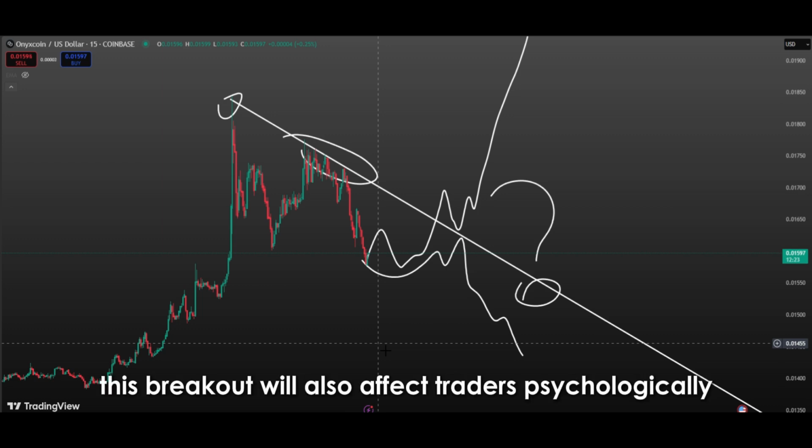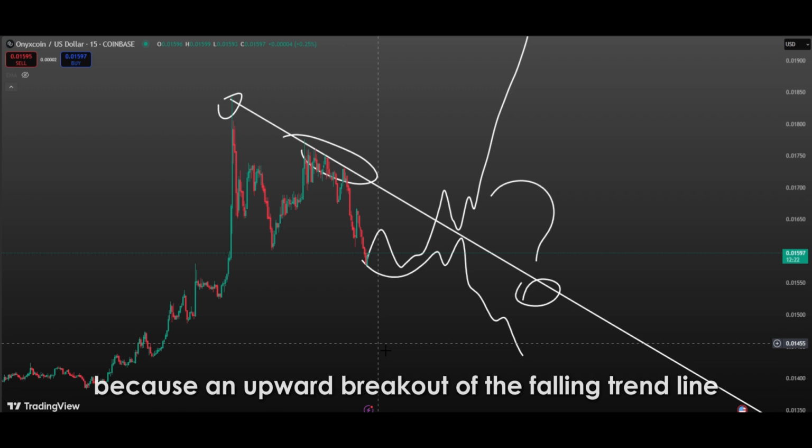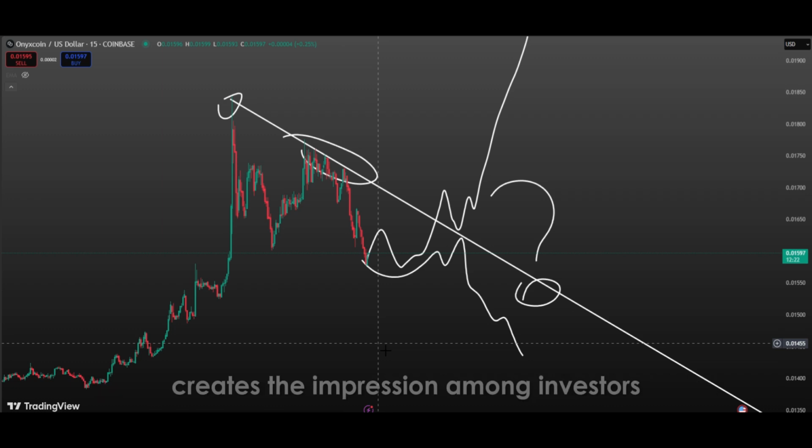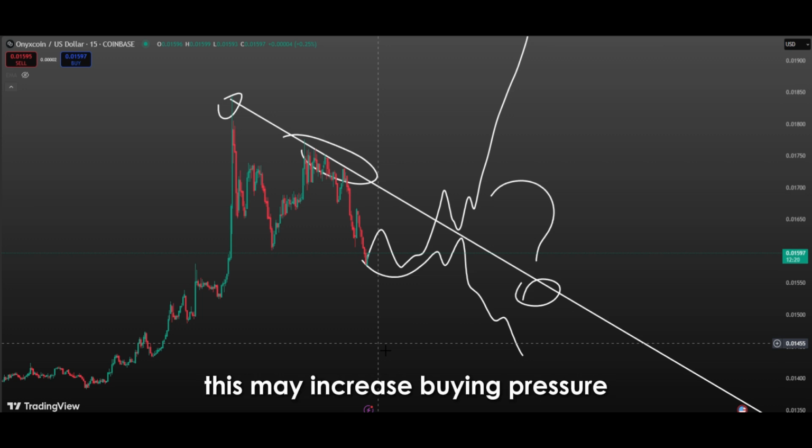This breakout will also affect traders psychologically, because an upward breakout of the falling trend line creates the impression among investors that the market is now recovering and a new bullish wave may begin. This may increase buying pressure and cause prices to move even higher.